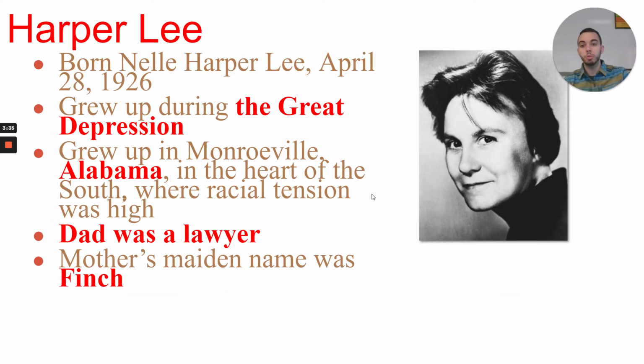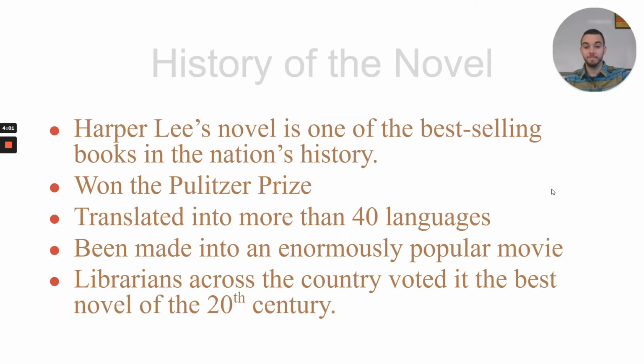So Harper Lee, as we said, was born in 1926. She grew up during the Great Depression. She grew up in Monroeville, Alabama, in the heart of the South. And so she was very aware of racial tensions, and she saw African Americans being mistreated her entire life. Her dad was a lawyer, and her mother's maiden name was Finch. Keep that in mind for when we're looking at the characters.